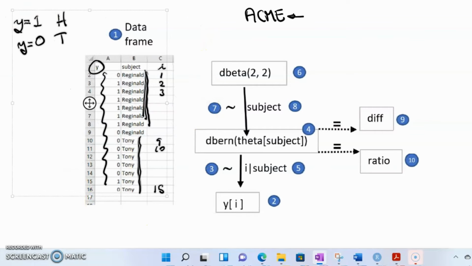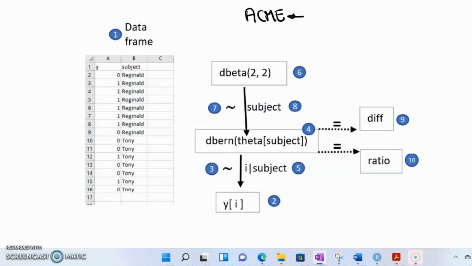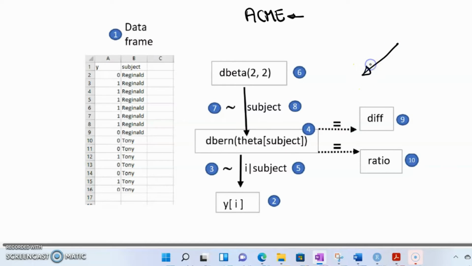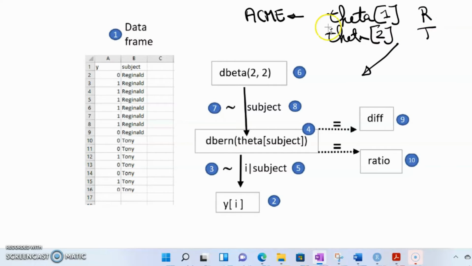Now let's think about our model. Here's our model here. The goal of all this is to try to estimate theta 1, which is the long run probability of getting heads for Reginald's coin, and theta 2, which is the long run Bernoulli binomial probability of getting heads for Tony's coin. So that's what we're all about.